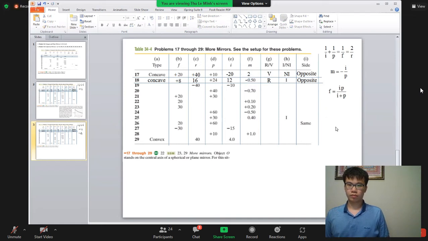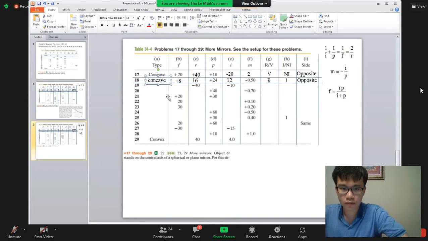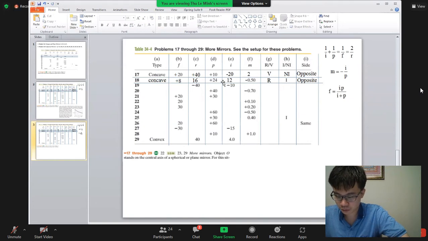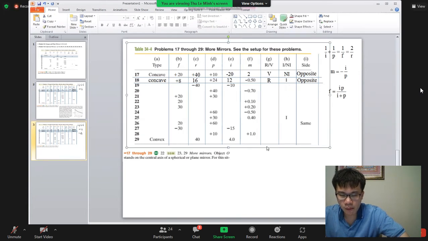Okay. And in 18, you should put a concave spherical mirror with object distance 24. The lateral magnification is minus 0.5, right? Yes. And now it's correct. If we put in each column the values, the results should be like we did before in this slide.